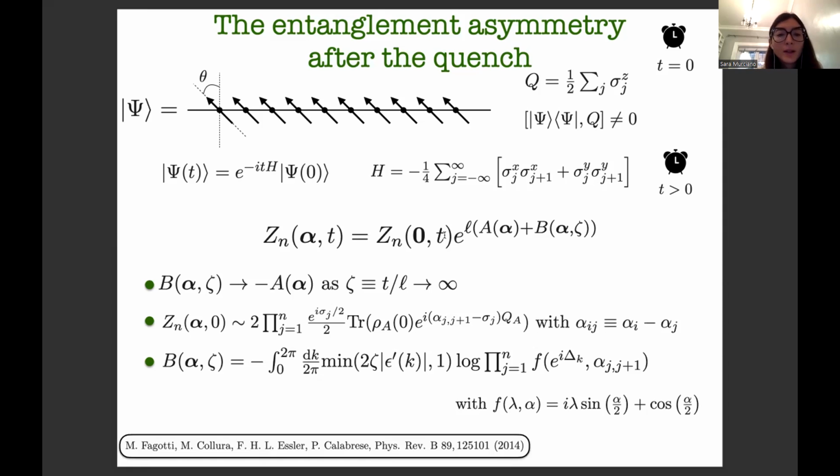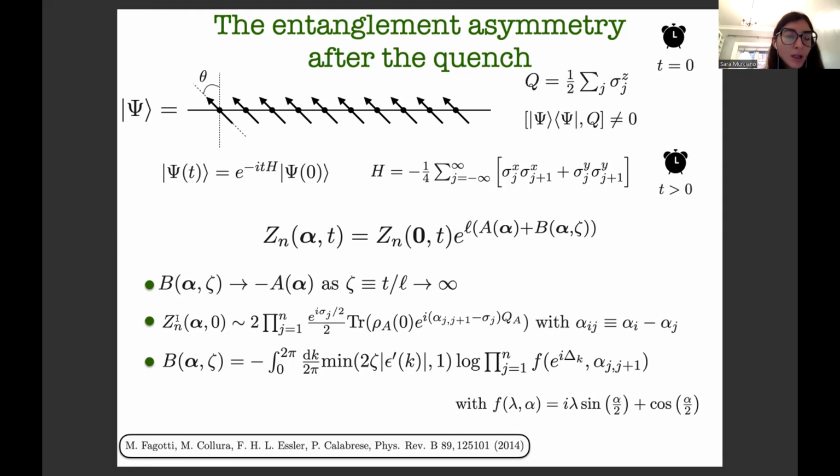It was already known from this paper by Maurizio Fagotti, Mario Collura, Fabian Essler, and Pasquale Calabrese that asymptotically, in this particular kind of quench, the U(1) symmetry has to be restored. So according to the comment I made before, Z_n(α) has to go to Z_n(0), and therefore this exponential should be equal to 1. This justifies this first line, so the equality between B and A for large values of t.